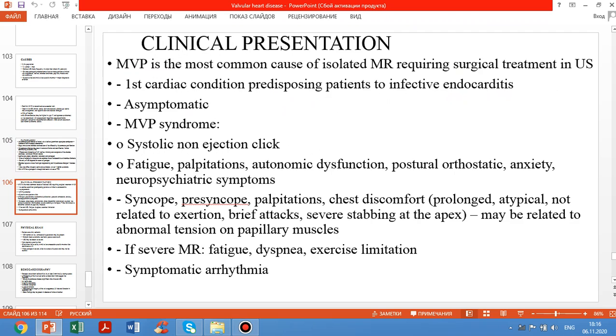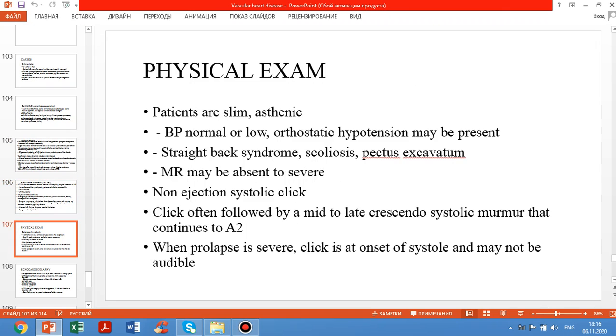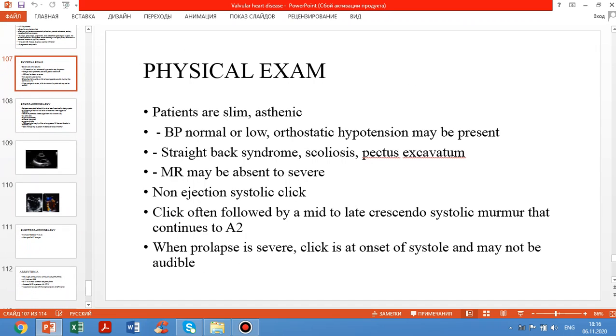If severe mitral regurgitation: fatigue, dyspnea, exercise limitation. And there is symptomatic arrhythmia. Physical examination: patients are slim and asthenic. Blood pressure normal or low. Orthostatic hypotension may be present. Straight back syndrome, scoliosis, pectus excavatum.